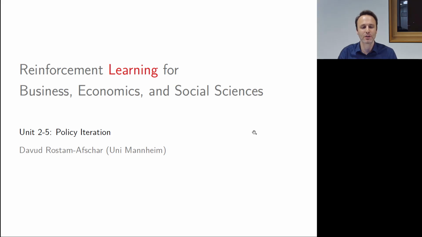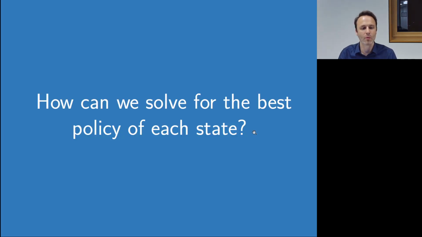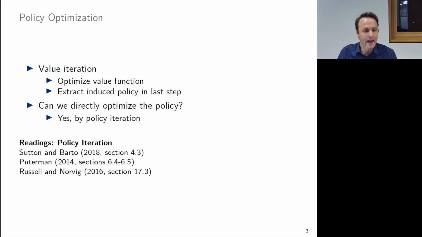Welcome to Reinforcement Learning, and now we're gonna see how we can solve for the best policy in each state directly. So we have seen the value iteration algorithm, and the idea of value iteration is to optimize the value function by getting better and better estimates of the value functions for each state, and then at the last step extract the induced policy to see what policy is the optimal one.